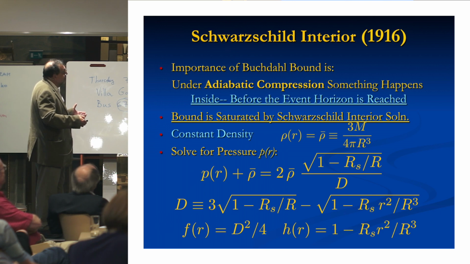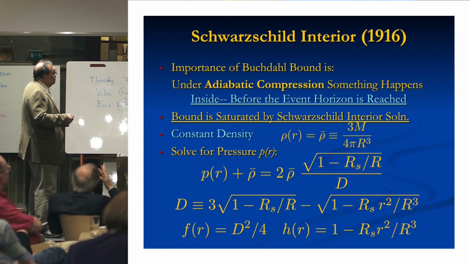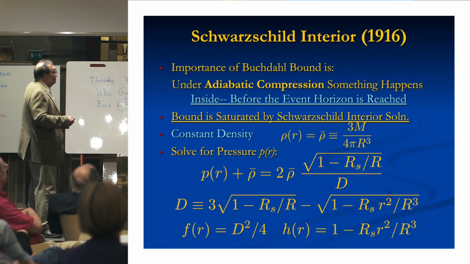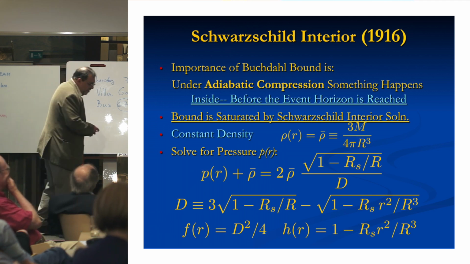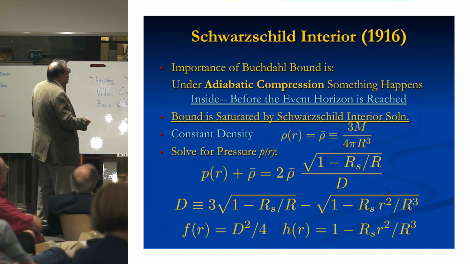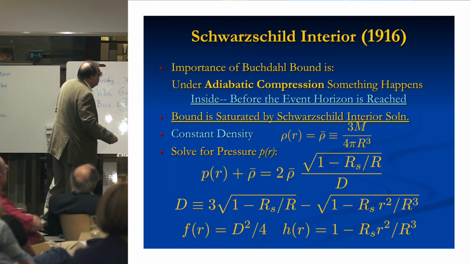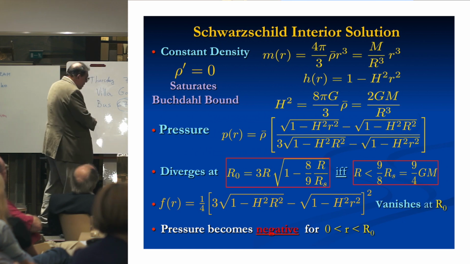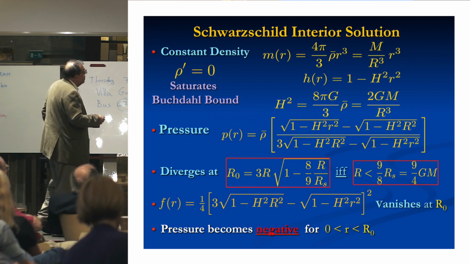No matter what the equation of state is, quite generally, under these assumptions, something has to give at the central pressure before I reach the horizon under this adiabatic compression. So I'll just go through the Schwarzschild solution because it's interesting to see what you get. This is in textbooks. It's in Bob Wald's book. It's in Weinberg's book. And this is what the solution looks like.